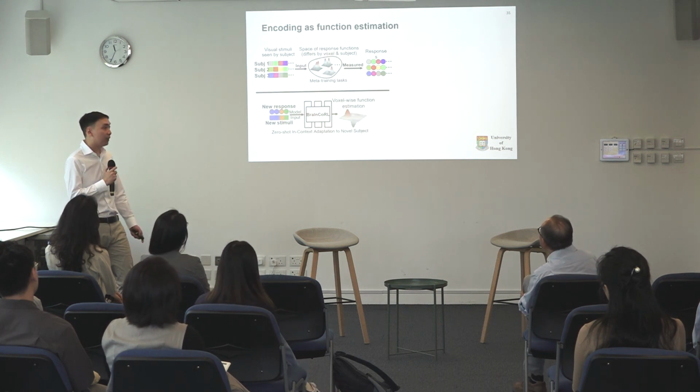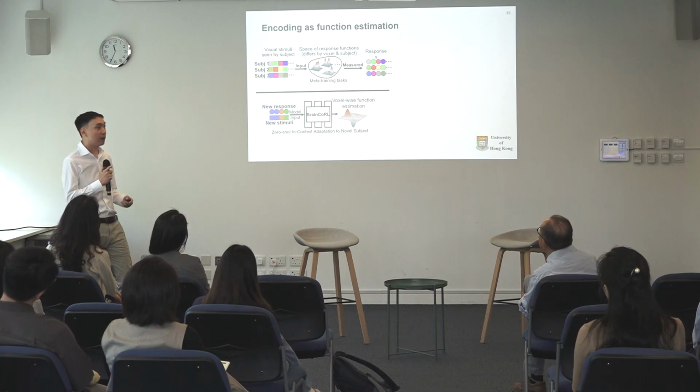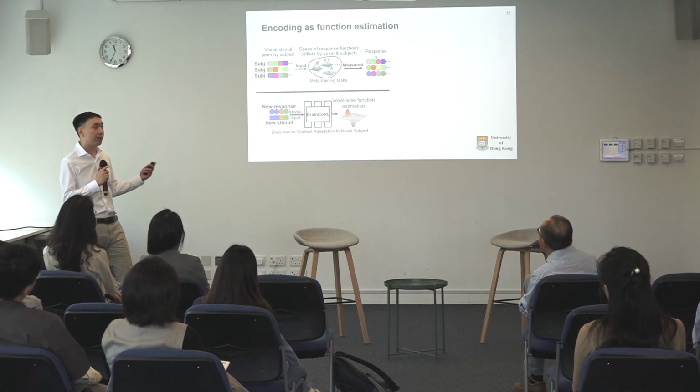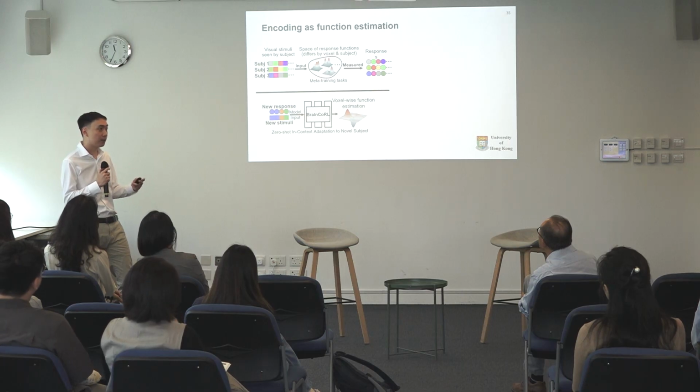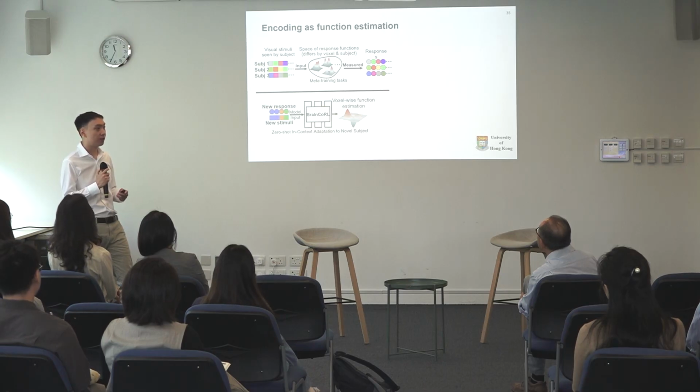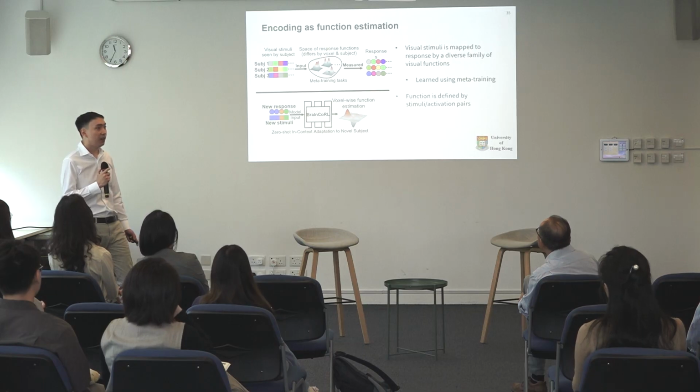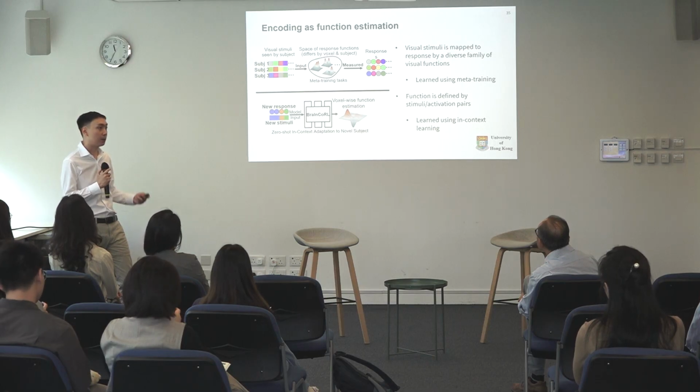And effectively, what we're doing is encoding as function estimation. So we're assuming that we have a set of different functions. Each function represents a mapping function from visual stimulus to a given brain region. And our goal is to invoke this function and achieve few-shot in-context adaptation to novel subjects. And our optimization process is learned using meta-training and in-context learning, a combination of both.